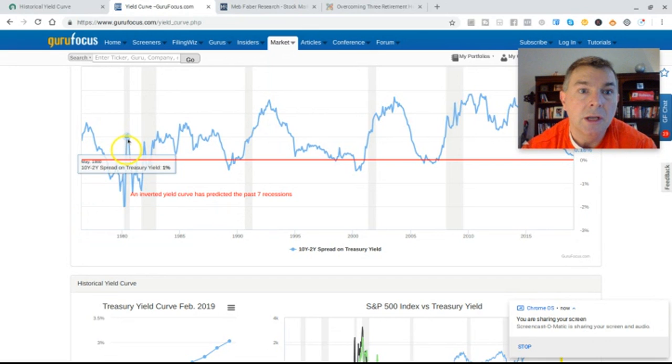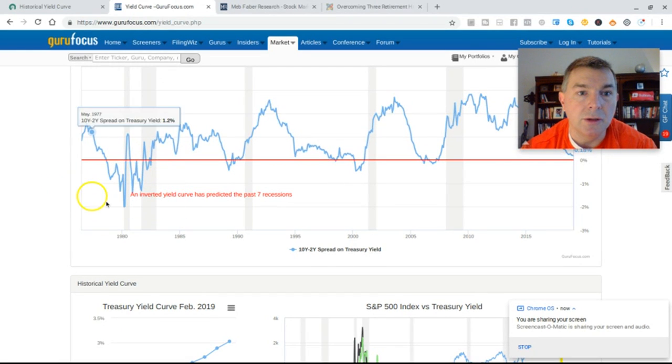Recession started here, all right, when the yield curve was not inverted. So now we have an inverted yield curve right here. There was no recession, as you can see. We have an inverted yield curve, and then interest rates went back up.